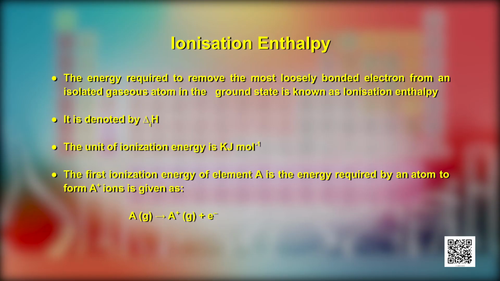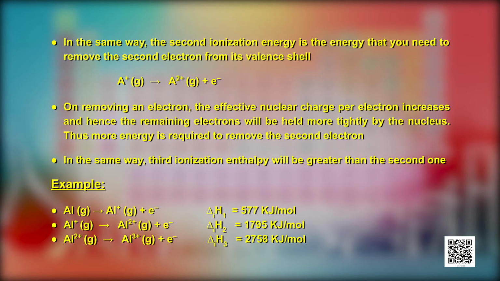It is a well-known fact that electrons in an atom are attracted by the positively charged nucleus. Thus, to overcome this force of attraction, energy will be required. The energy required to remove the most loosely bonded electron from an isolated gaseous atom in the ground state is known as ionization enthalpy. It is denoted by delta IH and is expressed in kilojoules per mole. The energy required to remove the first, second and third successive electron from an atom is called the first, second and third ionization enthalpy respectively.